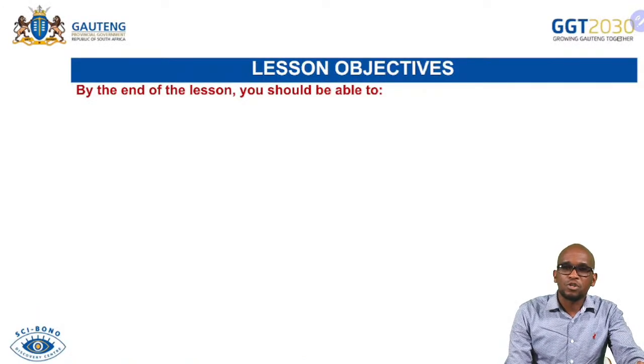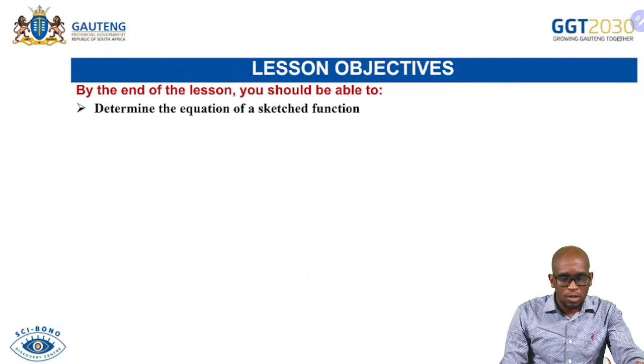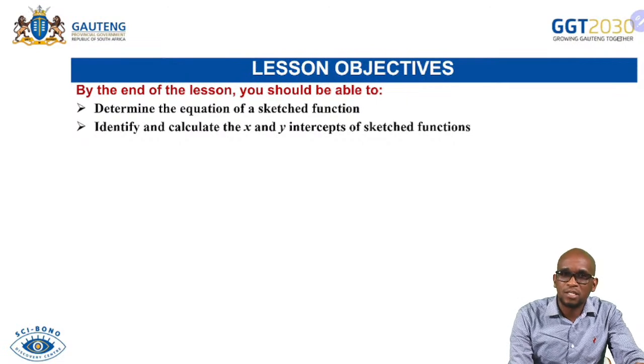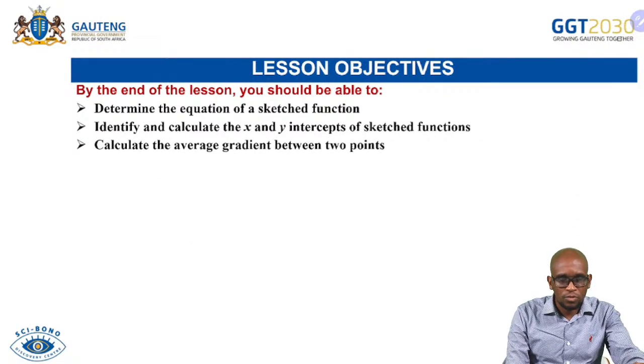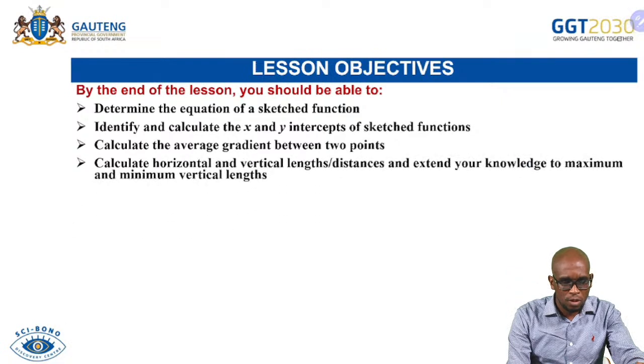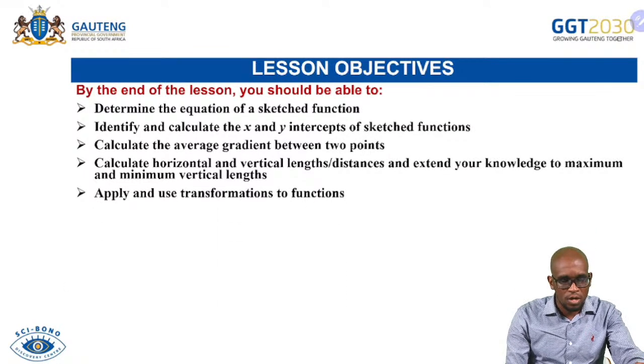By the end of this lesson, you should be able to determine the equation of sketched functions, identify and calculate the x and y intercept of sketched functions, and calculate the average gradient between 2 points. You'd recall this one, you do it a lot in analytical or coordinate geometry. Calculate horizontal and vertical lengths or distances and extend your knowledge to maximum and minimum vertical lengths. Apply and use transformations to functions.